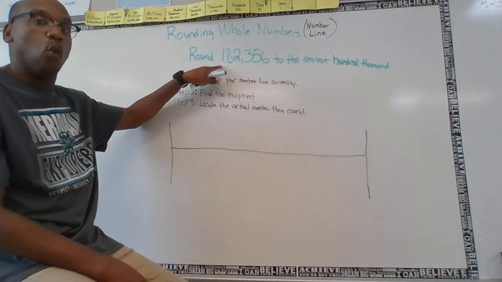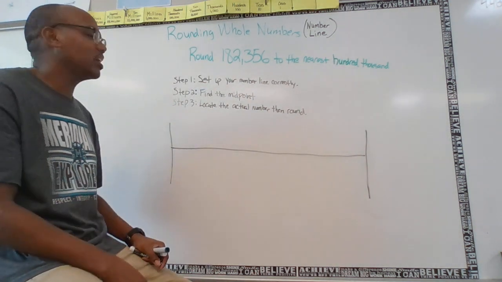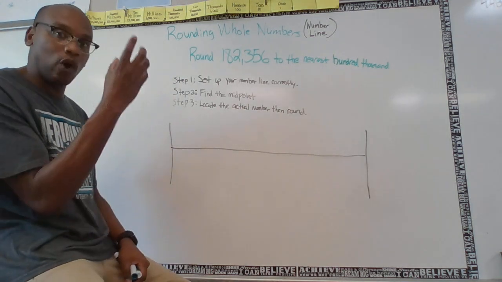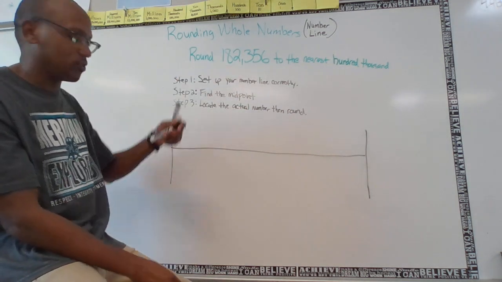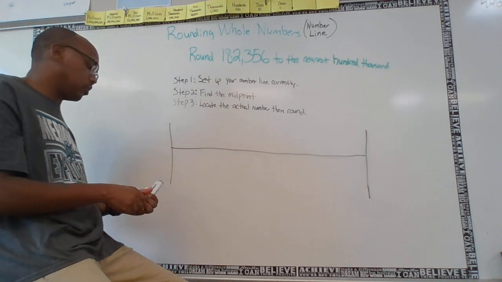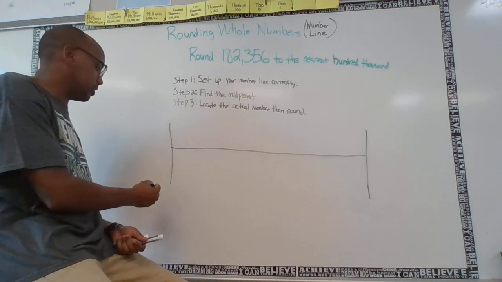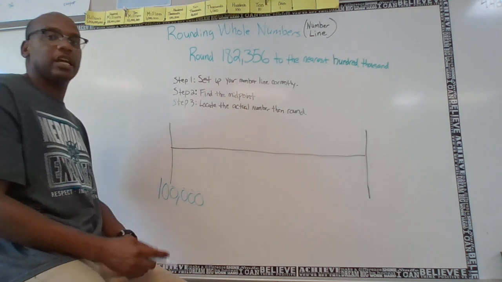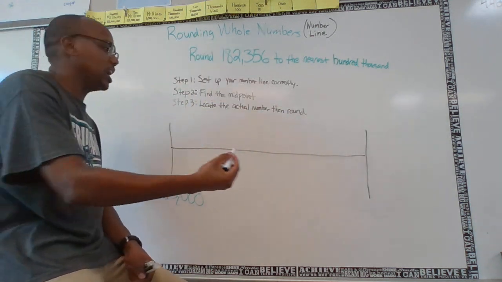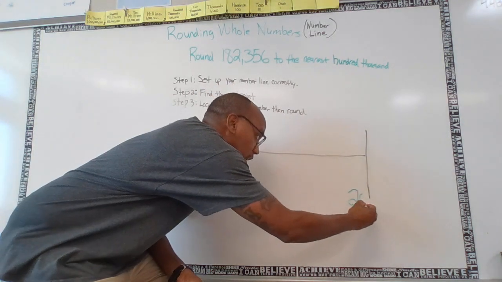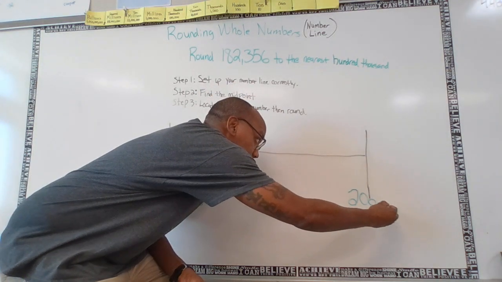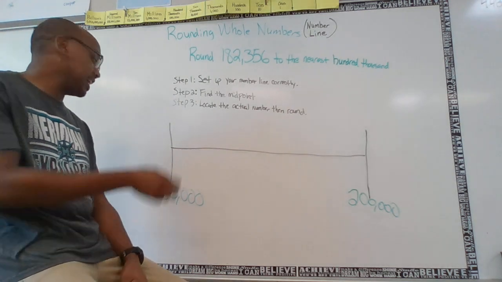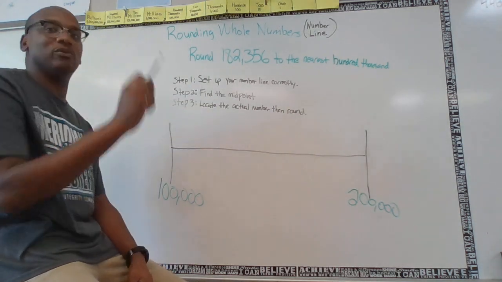The current 100,000 that you're at goes on the left, and the next 100,000 goes on the right. So if I have 182,356, well, 1 is my current 100,000. So the current one that I'm going to put on the left is 100,000. The next 100,000 is 200,000. This makes sense because my actual number is between 100,000 and 200,000.